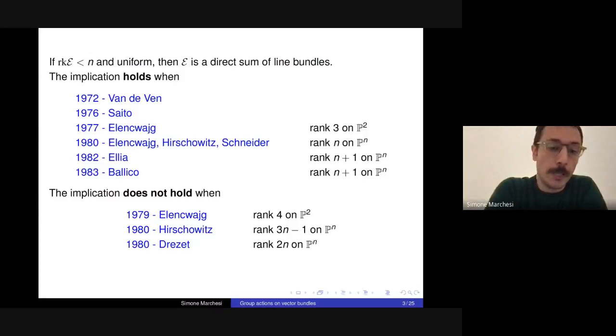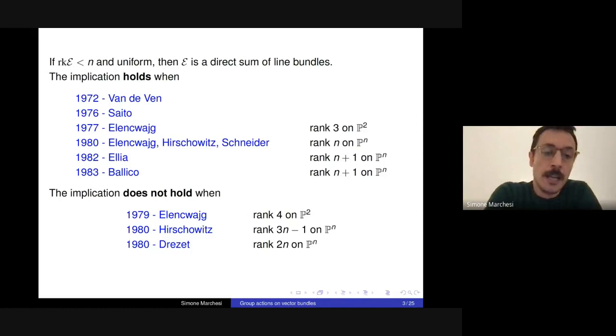Okay, but in general, this implication does not hold, because we have the first example of 1979 by Ellenbeck of a rank 4 bundle on P2, which is uniform but not homogeneous.